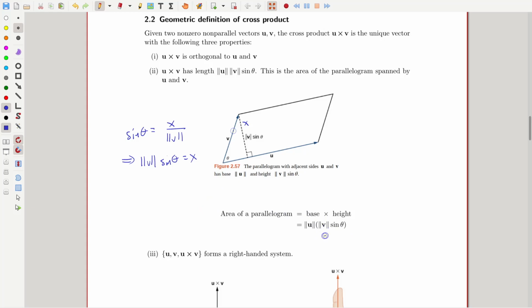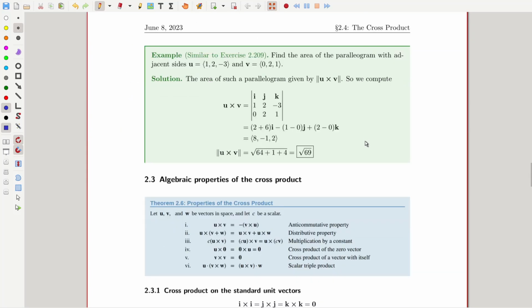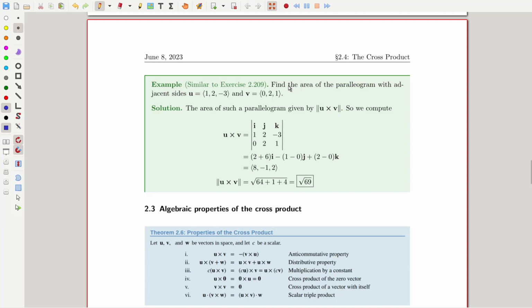And so yeah, that's how we can recognize that this expression is computing the area of the parallelogram spanned by the two vectors. Okay. Right, so using this information, we can answer this problem. Find the area of the parallelogram with sides given by these two vectors, u and v.